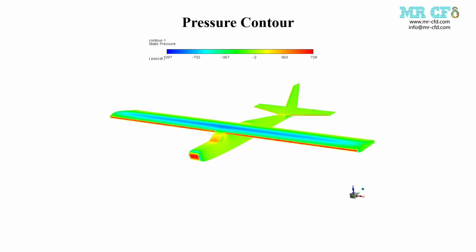Actually, the pressure distribution aligns well with aerodynamic theory, showing high pressure at stagnation points and low pressure over lifting surfaces. Or we can say the pressure difference between the upper and lower surfaces of the wings confirms that the UAV is generating lift as expected.